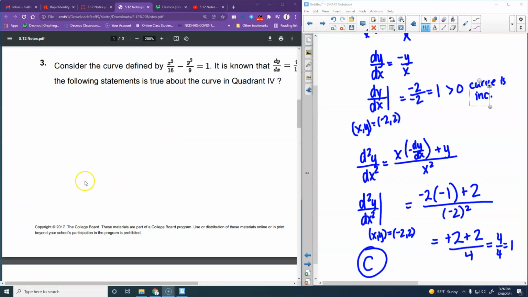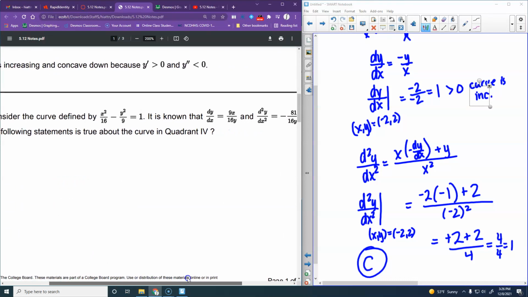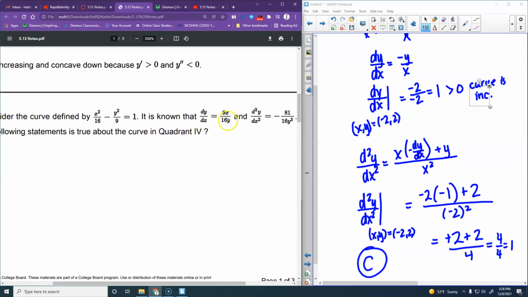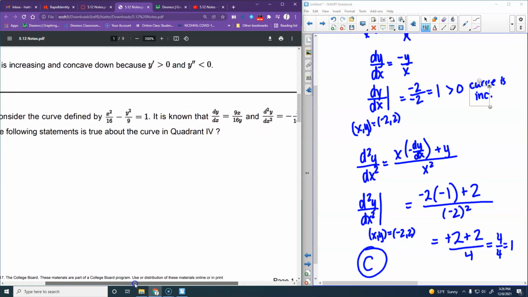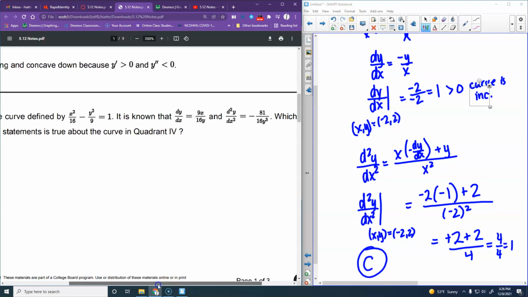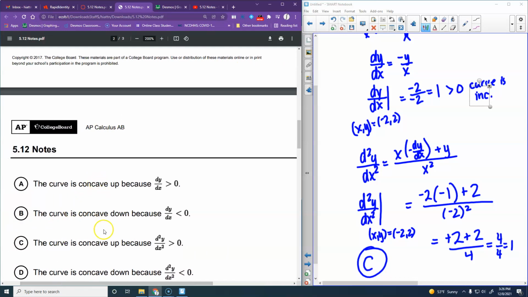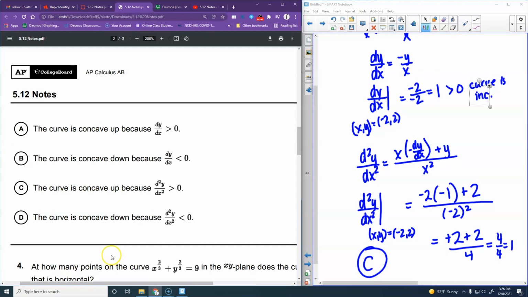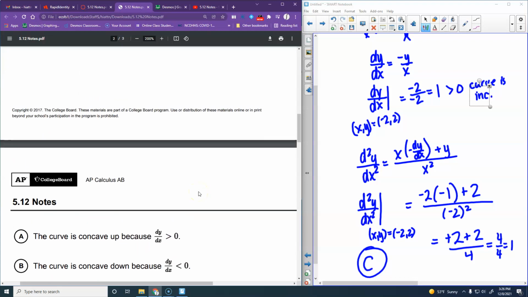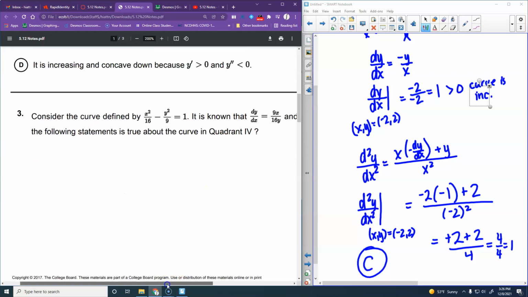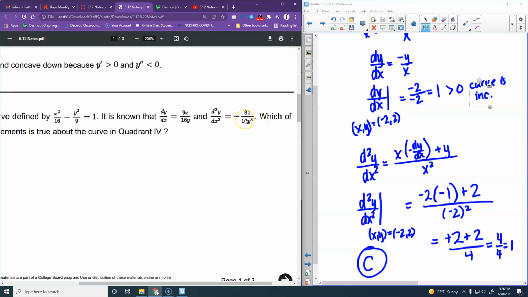Alright, let's look at our next problem. It says, consider this curve. It is giving us our first derivative and our second derivative, so we do not have to find those. We want to know which of the following statements is true about the curve in the fourth quadrant. So in the fourth quadrant, we want to know about concavity and y. So concavity, we know because of the second derivative. So we would want to throw out A and B from the very beginning because the second derivative is what tells us about concavity. So we really just need to think about what's going to happen in that fourth quadrant.